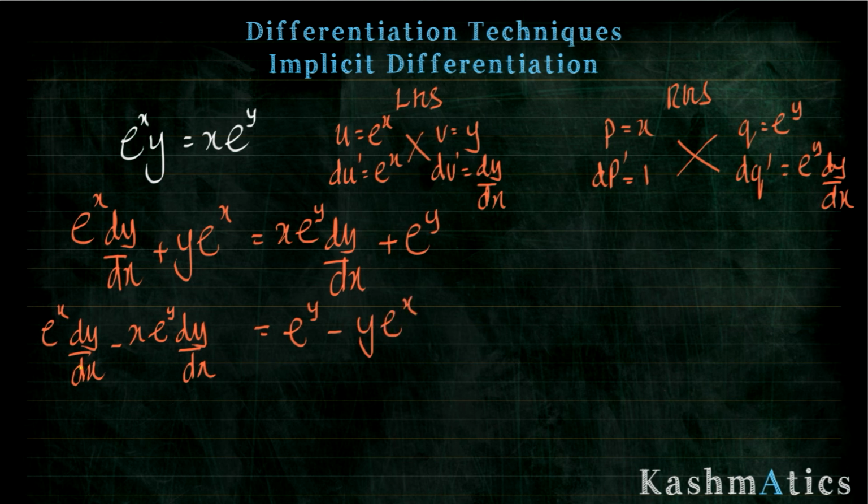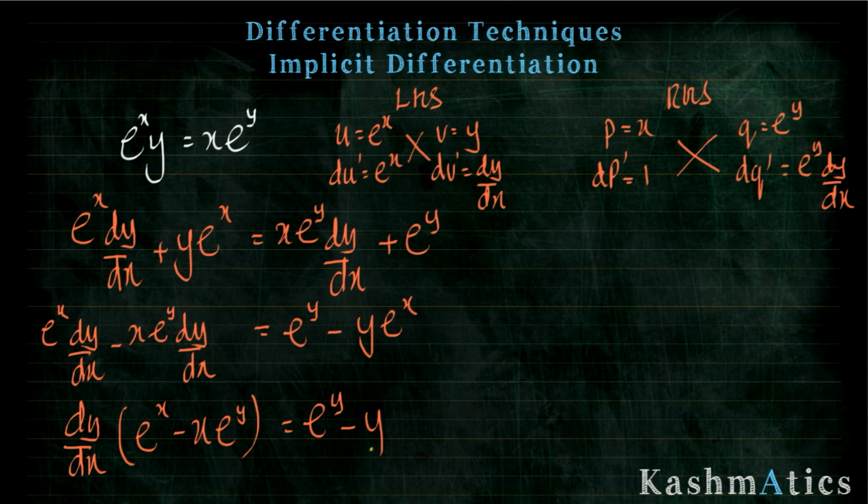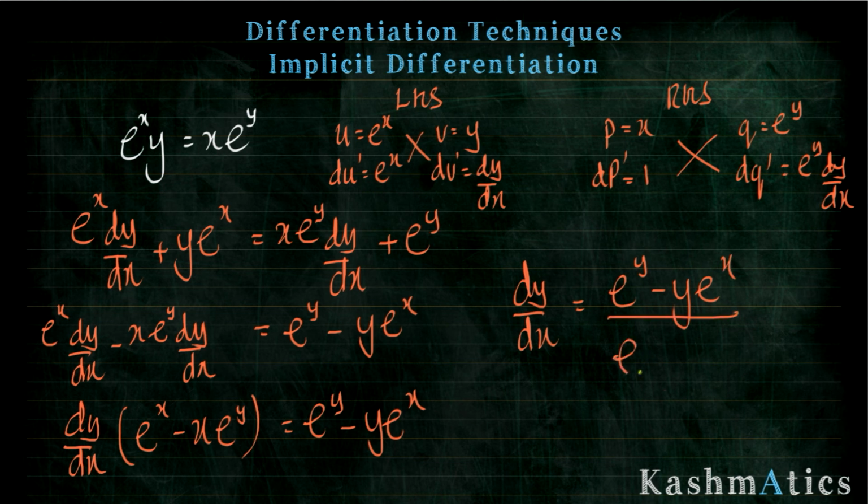And then I'm going to factorize that dy by dx. So that's going to be e to the x take away x e to the y equals e to the y take away y e to the x, and then I'm just going to divide by this inside the brackets to get the final answer. So dy by dx equals e to the power y take away y e to the power x, all over e to the power x take away x e to the power y.